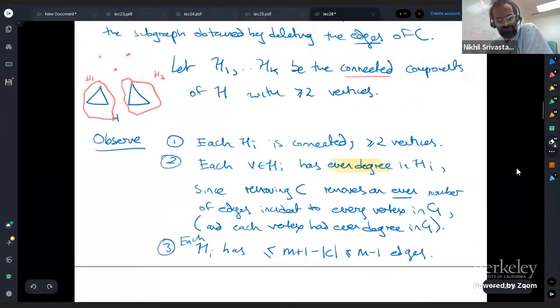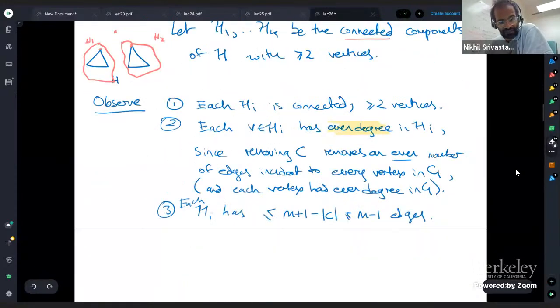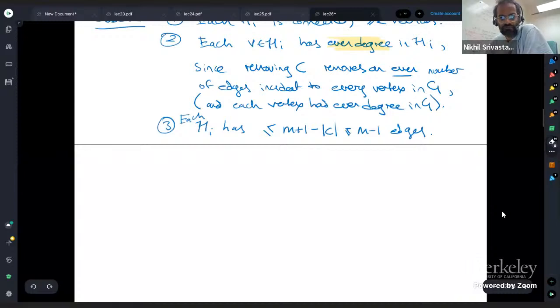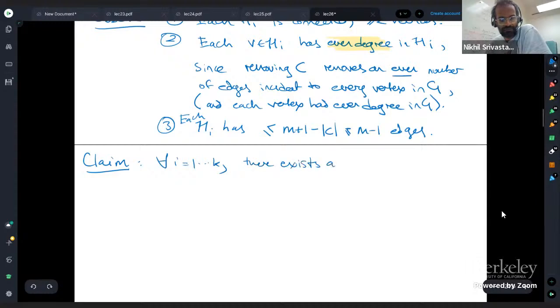Okay, so the trickiest part of this proof, in some ways, I mean, the trickiest part is just coming up with the scheme, but a subtlety in this proof is that we now have to show that the original circuit C touches each of these H_i. So we have to show that each of these H_i has a vertex that actually belongs to C. I'm going to write this claim. We'll prove the claim later. The claim is, for every i going from 1 to k, there exists a vertex s_i in H_i such that s_i is also in this cycle C.